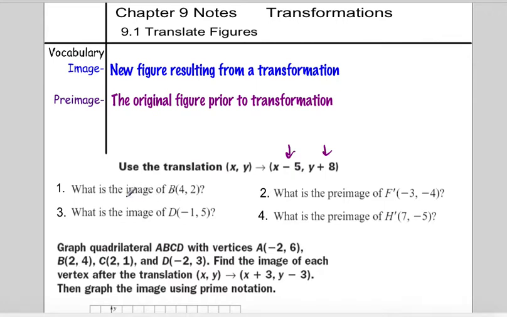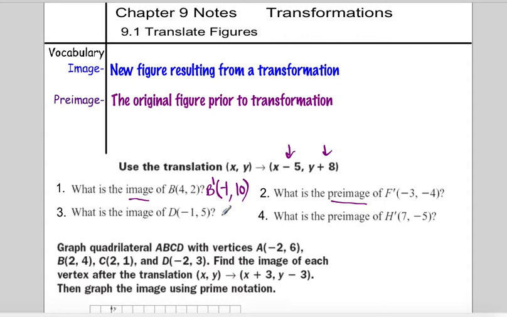But you have to watch for if they're asking you for the image or the pre-image, so you know whether you're going forwards with this or whether you want to go backwards and reverse the rule. So the ones over here where they're finding the image, you are going to need to use prime notation to be like the new point B. So that's B prime. You had point B at 4, 2. So if x was 4, then 4 minus 5 is at -1 now. And then y was 2, and when we add 8 to that, we get 10 for the new y.